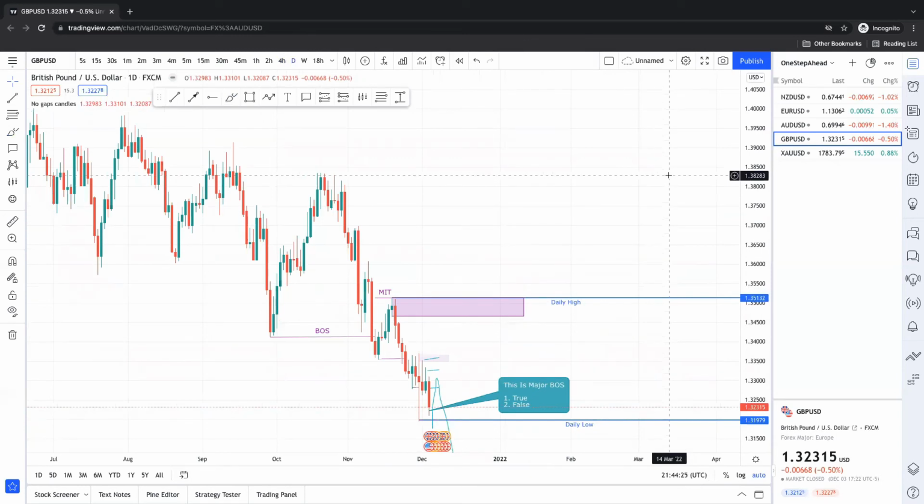So we cannot buy unless the chart shows us, okay, now we're good to buy, right? So yeah, that's how it works.